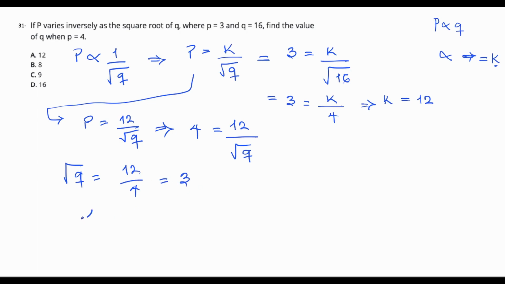So if the square root of Q is equal to 3, to find Q, all we have to do is square both sides. And if you square this, that gives us Q, and if you square this, that gives us 9. So Q equals 9. That's C.